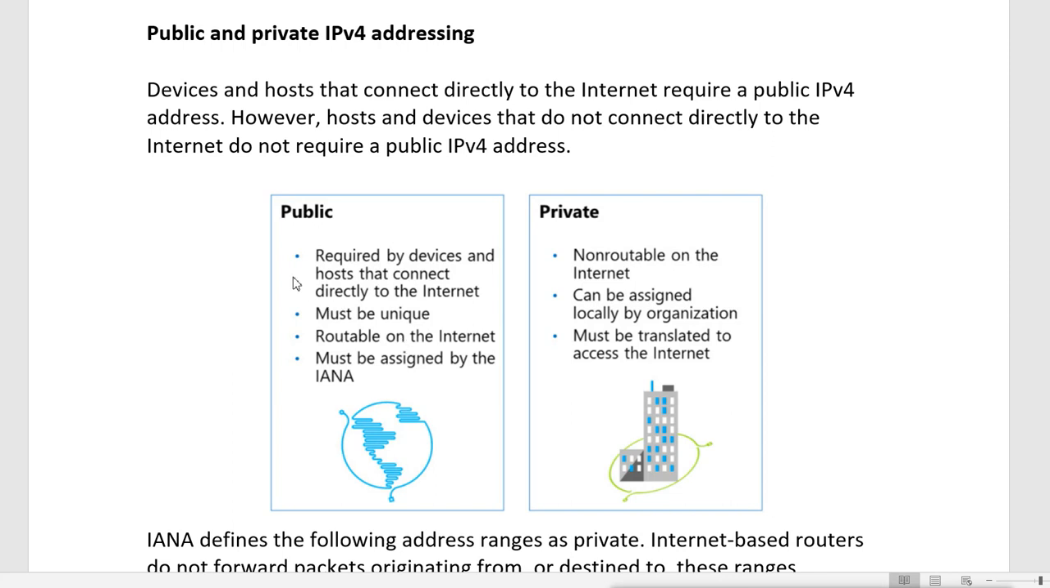So public IPs are actually routable. It is called routable because it can be routed to the internet. Private addresses are non-routable on the internet. They can be assigned locally by an organization and must be translated to access the internet. If you want to access the internet with a private address, then you have to translate the address to public, and that is called NAT. By using NAT, network address translation, you can translate the private address into public, but with the private address alone you cannot access the internet.